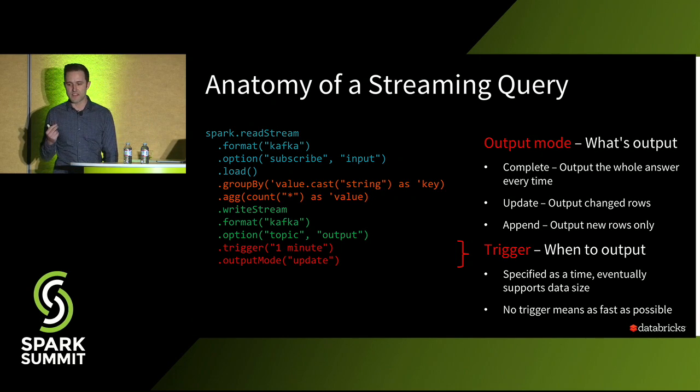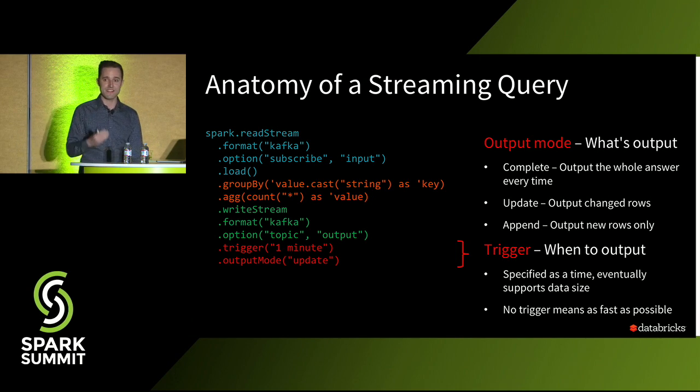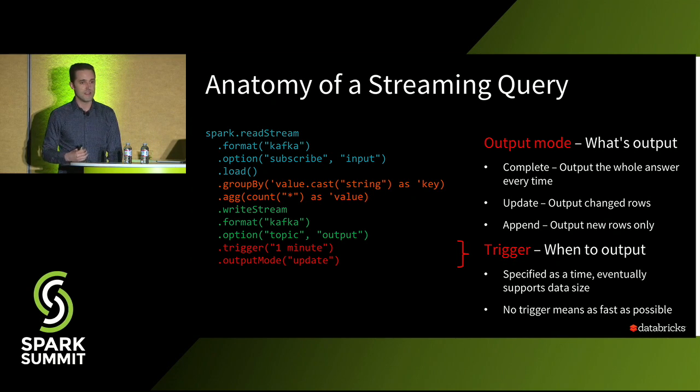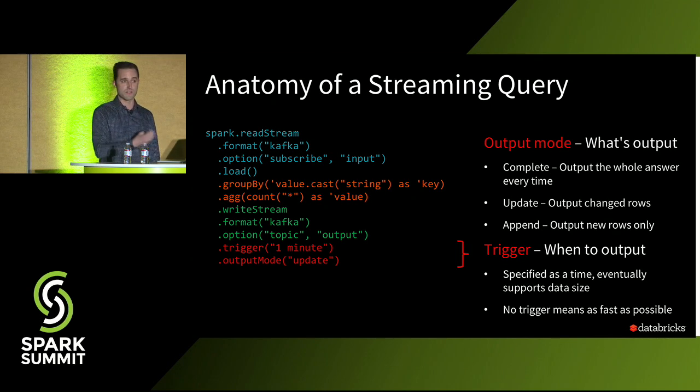The simplest one to think about is complete mode. It's exactly as though you had run a batch query at each trigger interval and returned the entire answer. This is useful if I wanted to compute the top 10 web pages on my website or something like that, where I actually do want the entire answer to the query every round. Now, in some cases, that doesn't make sense. For this word count example, I only want to know the counts that are getting updated. So I'm running this query in update mode.